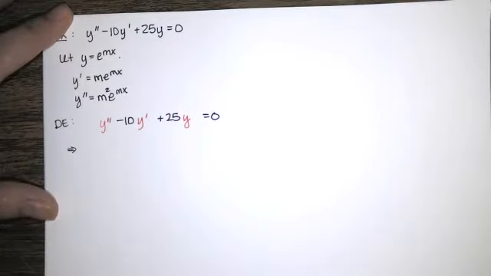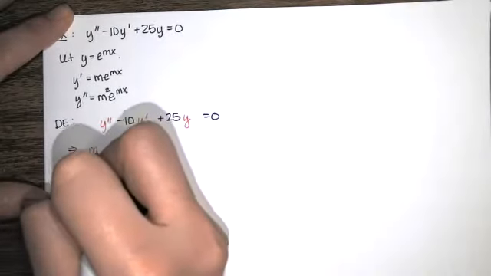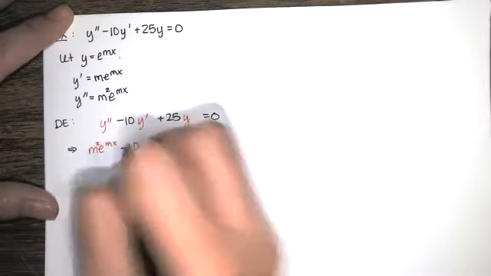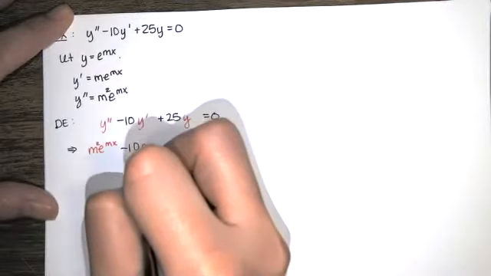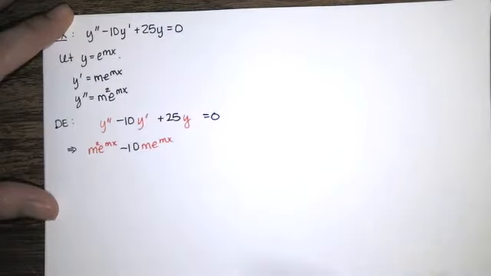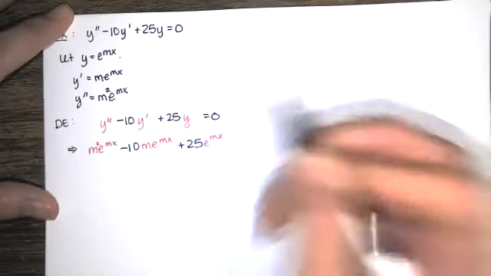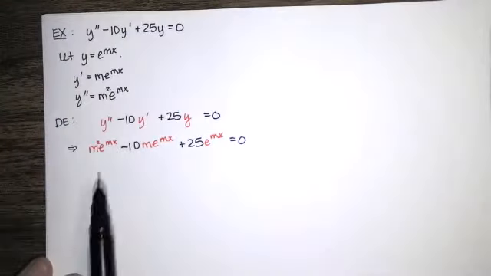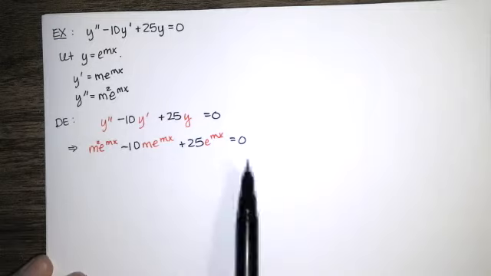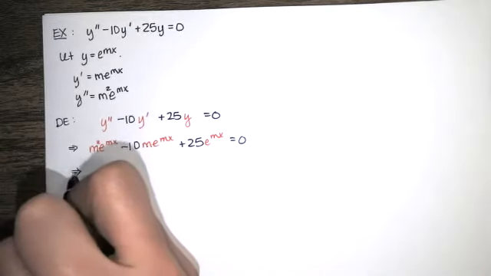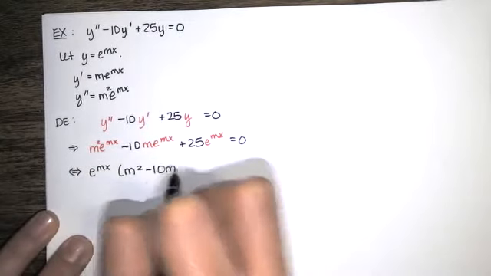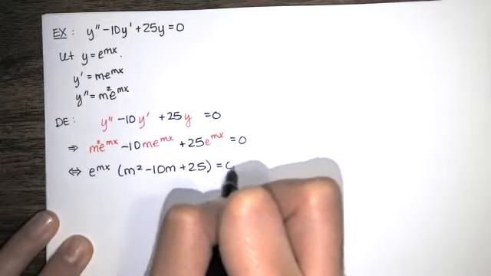Assuming e to the mx is a solution, y double prime is m squared times e to the mx. Then we'll have minus 10 times y prime, which is m times e to the mx. Then we'll add 25 times y, which is e to the mx. You set that equal to 0. Now, if e to the mx is a solution, m has to satisfy this equation. So we'll factor out e to the mx, and we have m squared minus 10m plus 25 equals 0.